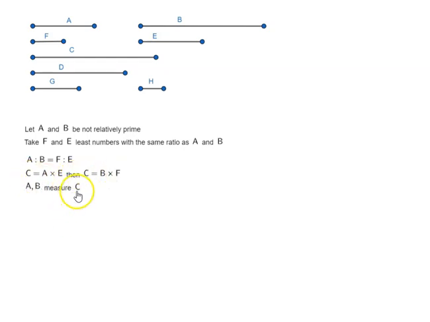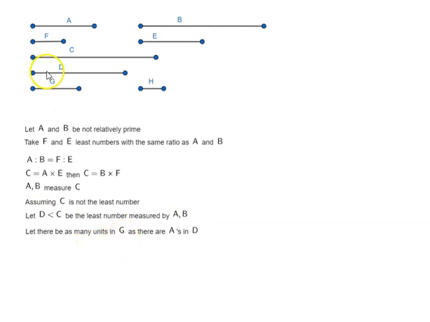Now we have to prove that C is the least number. Again we assume the contrary, that C is not the least number. So let D be the least number measured by A and B, such that D is less than C. Let there be as many units in G as there are A's in D, and let there be as many units in H as there are B's in D.